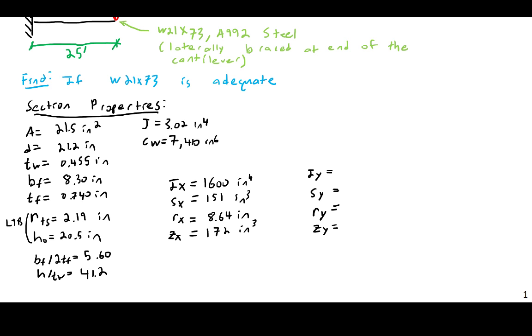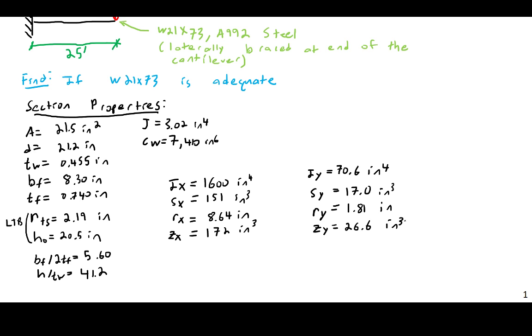And then finally, my last section properties: IY is 70.6 inches to the fourth power. My SY is 17.0 inches to the third. My radius of gyration in the weak axis is 1.81 inches. And my ZY is 26.6 inches to the third.